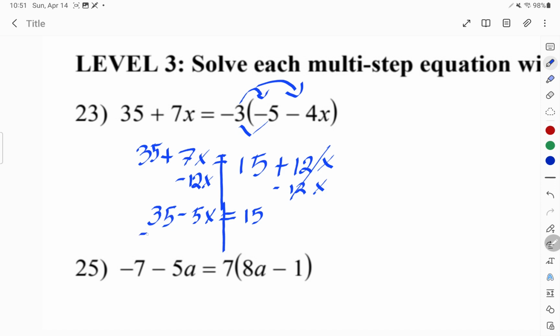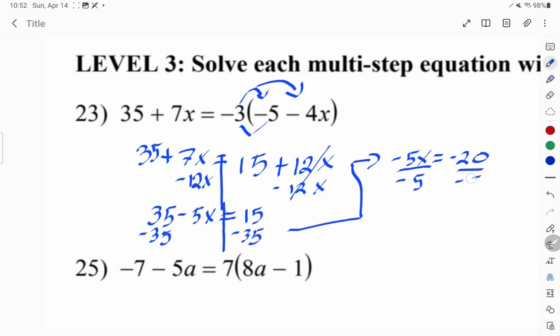Now I'm going to move the 35 to the other side. So minus 35, minus 35. Those two cancel. And that gives me what? Like 20. So let me finish it over here on the side. So now I have negative 5x is equal to negative 20. Now we divide both sides by negative 5. Okay, right here, those two cancel out. So I'm going to have x is equal to, now two negatives make it positive, so 4. There we go. So that's how we're going to be doing that one.